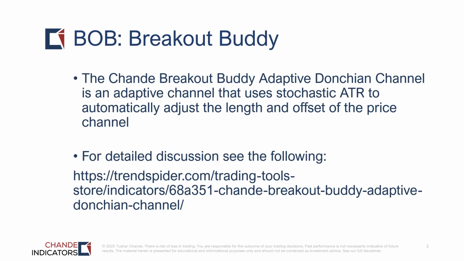So BOB stands for the Breakout Buddy Adaptive Channel that I created for TrendSpider. It's called the Chande Breakout Buddy Adaptive Donchian Channel, which is an adaptive channel that uses stochastic average true range to automatically adjust the length and offset of the price channel. So for detailed discussion, you can consult the TrendSpider website under Trading Tools Store, and there's a pretty detailed discussion.